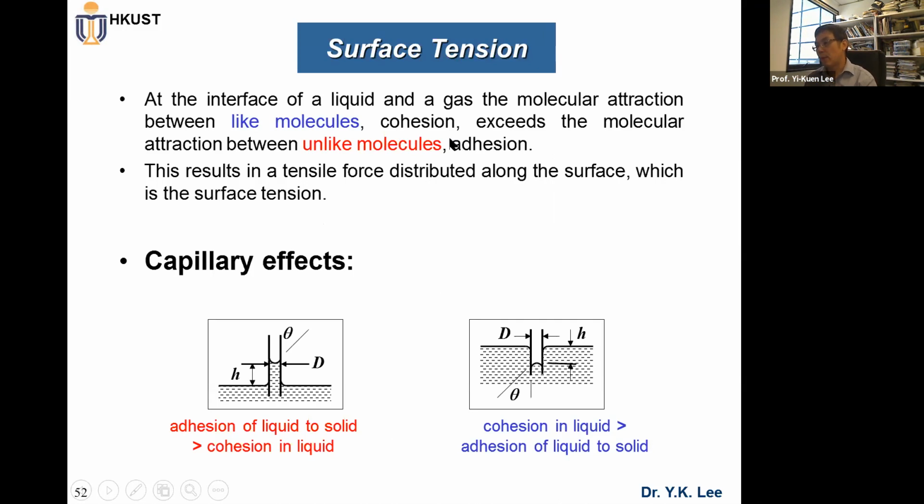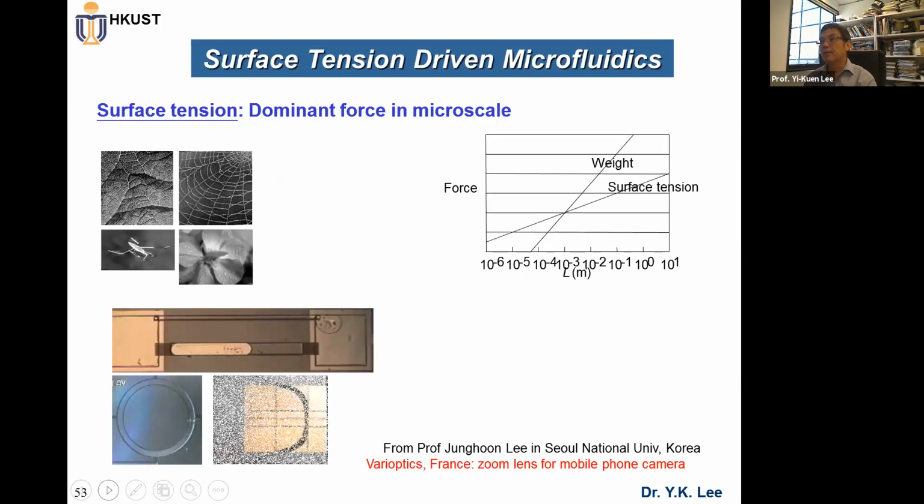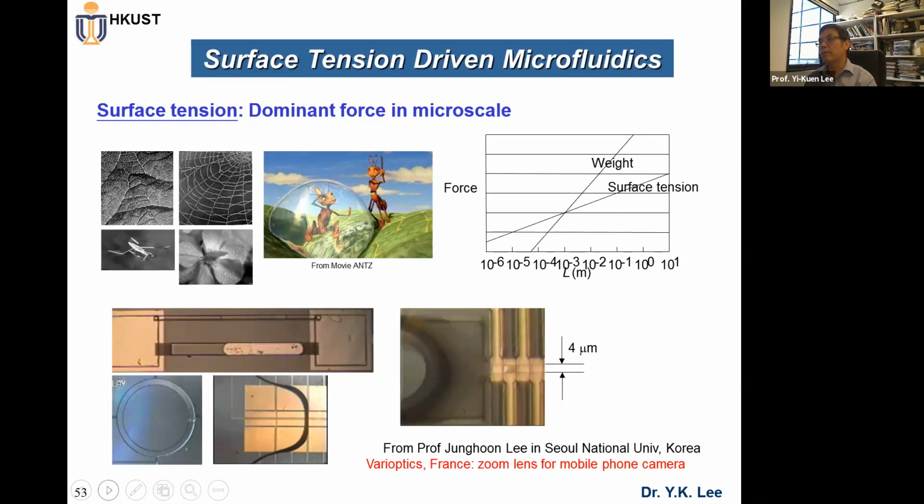I showed you in the previous one that surface tension can have good applications. For example, surface tension driven microfluidics. If you have a microelectrode applying voltage on a droplet with some kind of electrolyte, some ions, then we can electrically change the surface tension.